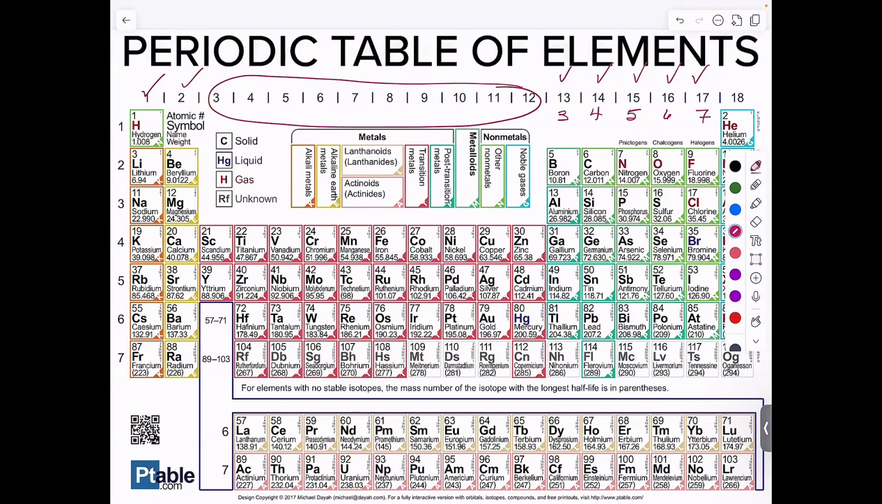So with group 1, again, we have a +1 charge. Group 2, that's your beryllium down to radium, they will gain a +2 charge. And then on the other side of the periodic table, we have commonly boron and aluminum.